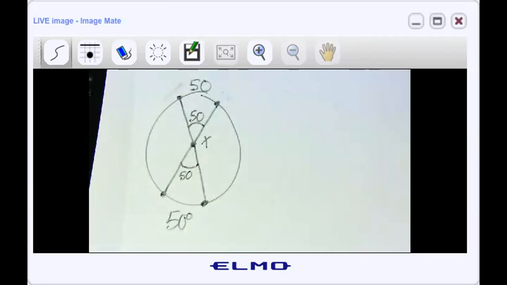I'll be so excited. Who's got it? Come on, come on, come on. 130? It's 130! Yay! 130.